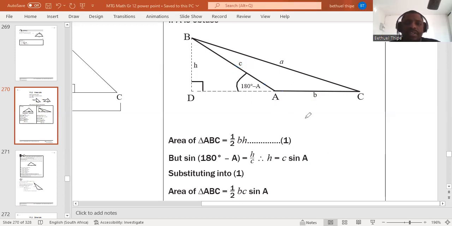So that's it. If you are given this type of triangle and you want to calculate the area, meaning the whole region here, what we do, we take the half of B, B is our base, then we multiply by C, C is the distance from A up to B, then multiply by the sine of A, then that's it.